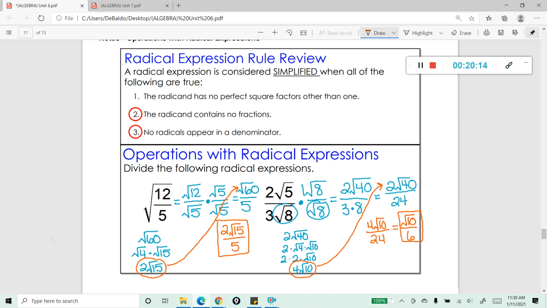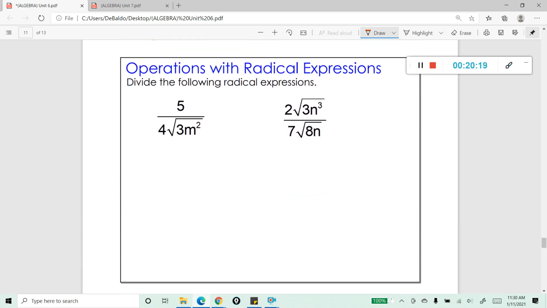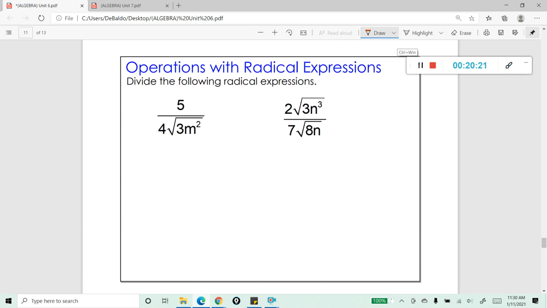Let's keep doing just a couple more practice problems. I think I have, what do I have? Two more here. And I threw some variables in there just for fun. So let's take a look at the first one: 5 over 4 times root 3m squared.